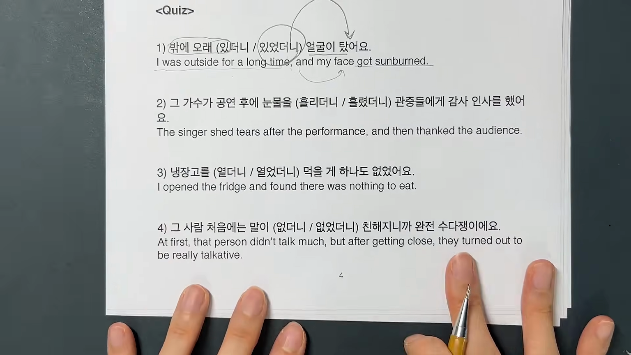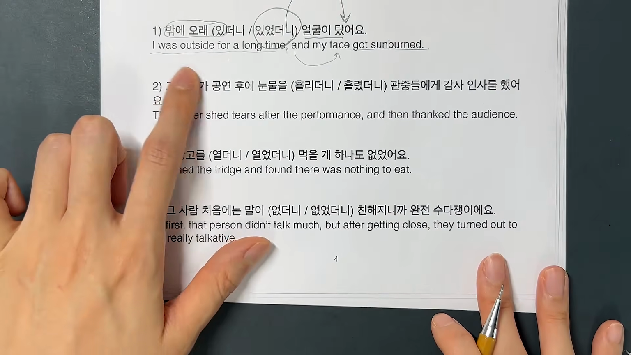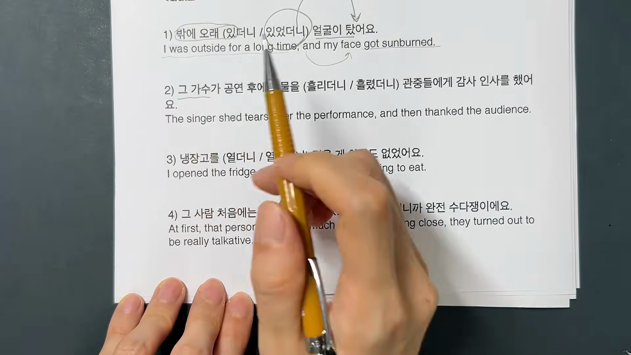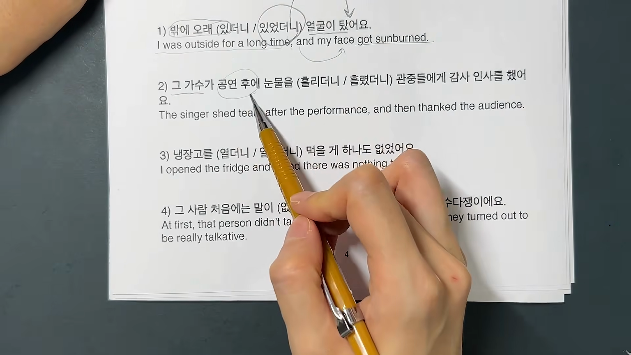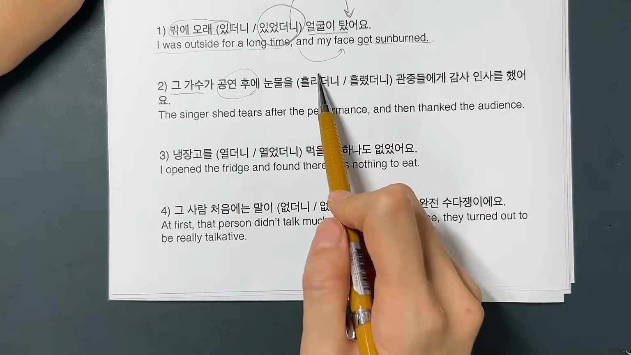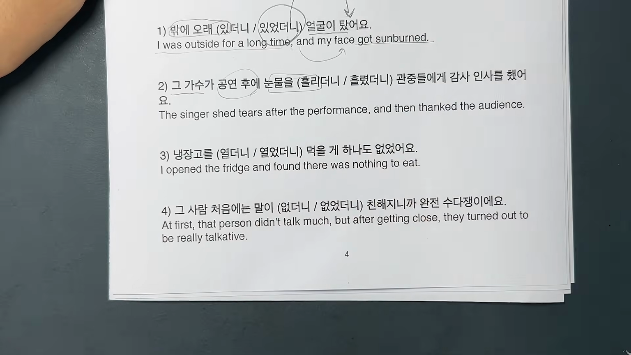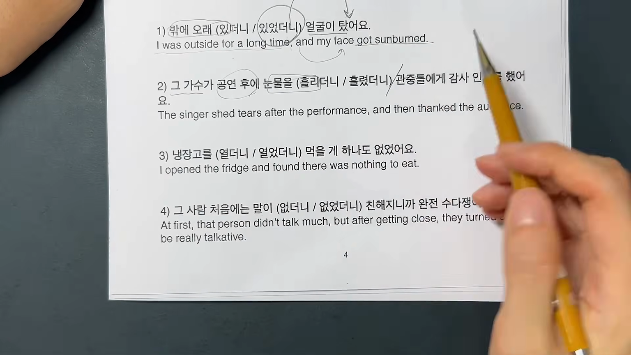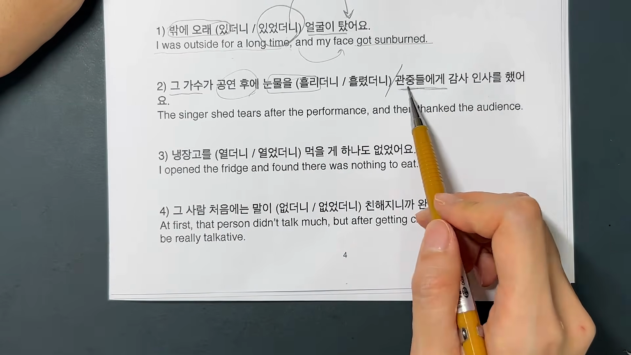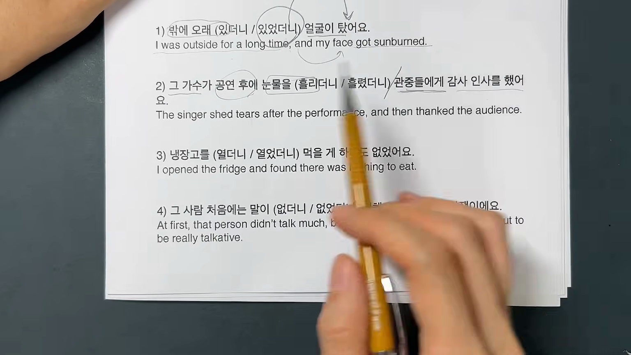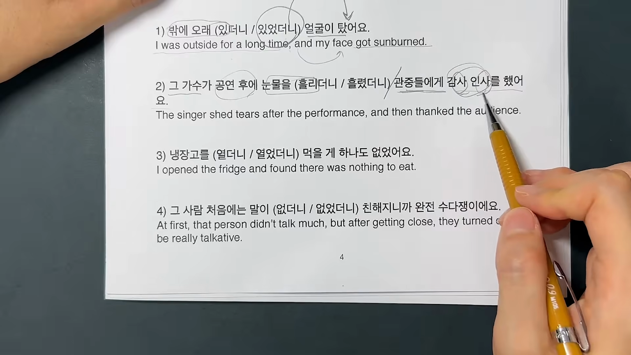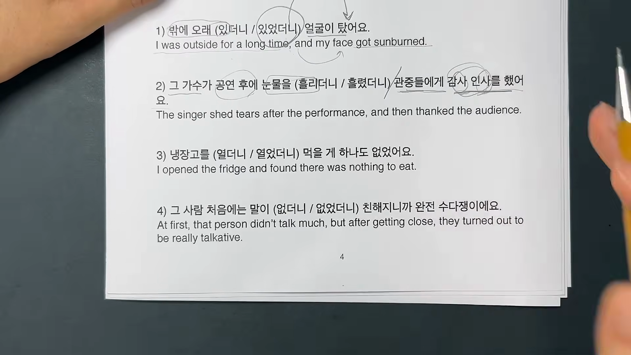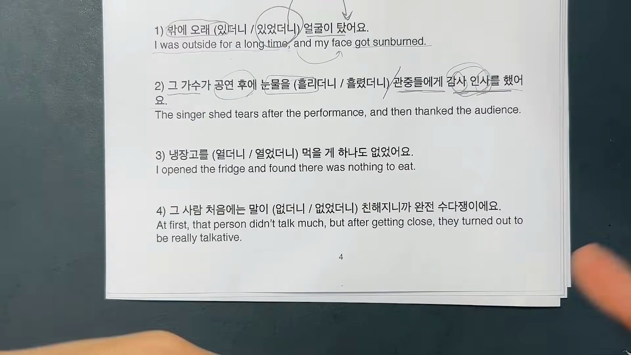So 있었더니 is more natural. 그 가수가, this sentence is about the third person. 그 가수가 공연 후에, after the performance, 눈물을 흘리다, to shed tears. And the next clause, 관중들에게, to the audience, 감사 인사를 했어요. So 감사 인사 literally means gratitude greeting. So when you say 감사 인사를 하다, it means they officially thanked someone.